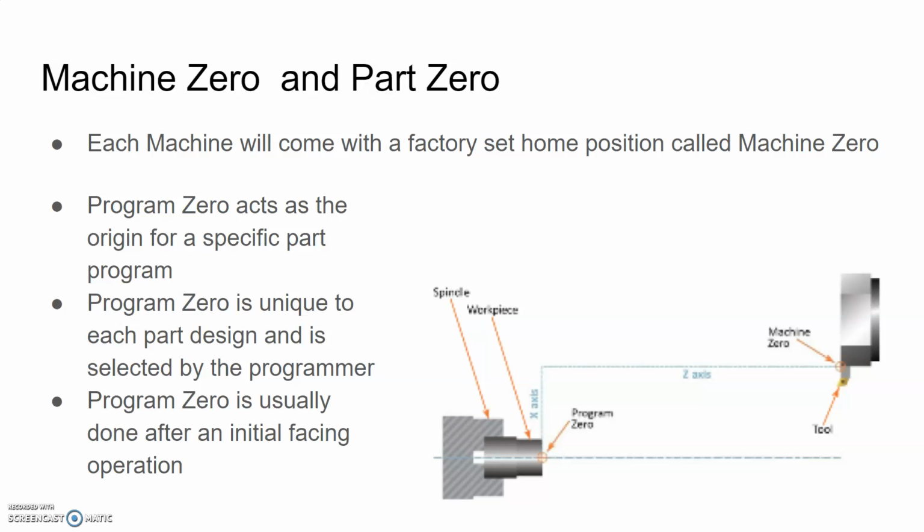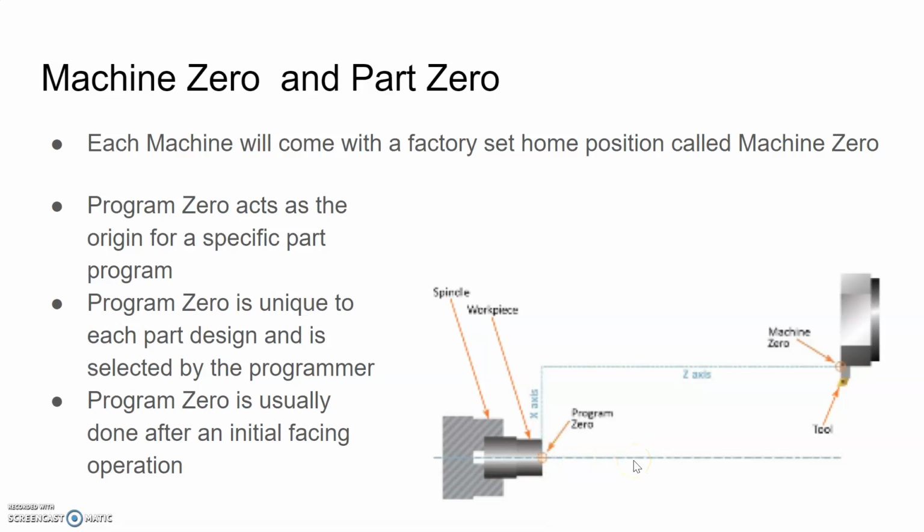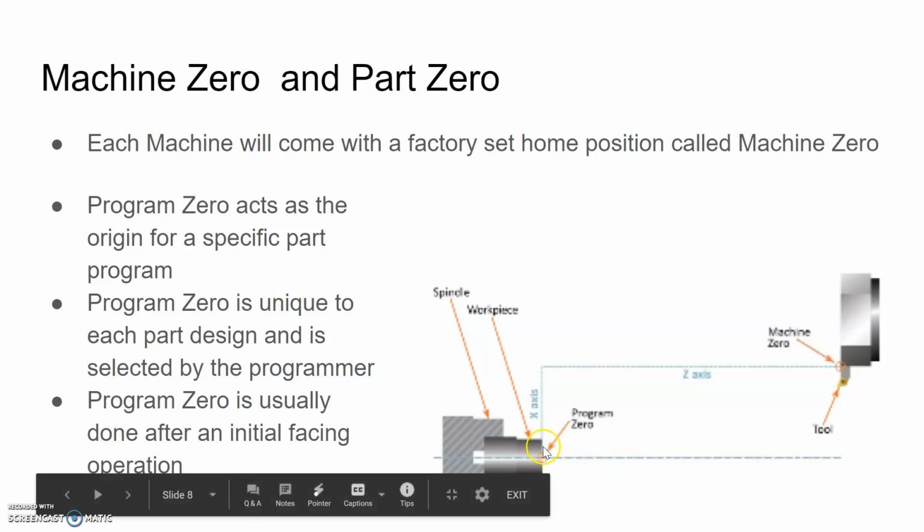The program 0 is the spot right here where you're going to use as your origin to create your part from. It will be specified on the drawing, most likely with a datum. This will be a unique location for each individual part you're machining, and the operator has to set this up. They have to program this point, program 0, into the machine. This offset between program 0 and machine 0 is called a work shift offset. That's a little extra there.